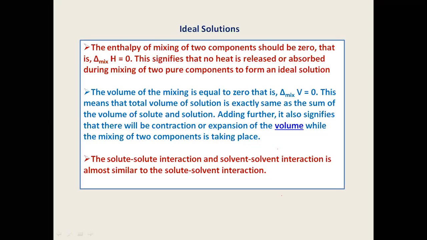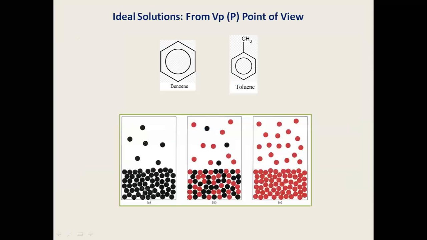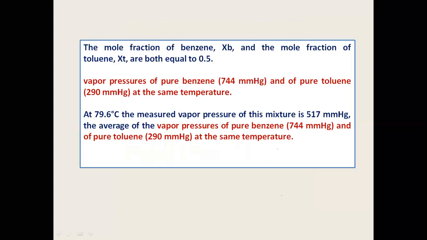Now, is there any idea about how to form ideal solutions? Which two components do I have to mix? It has been noticed through experience that compounds which have almost identical or very similar structure, when mixed, form ideal solutions. Look at the structure of benzene and toluene. The structures are very similar, except that toluene has an additional methyl group. So a combination of benzene and toluene gives ideal solutions.